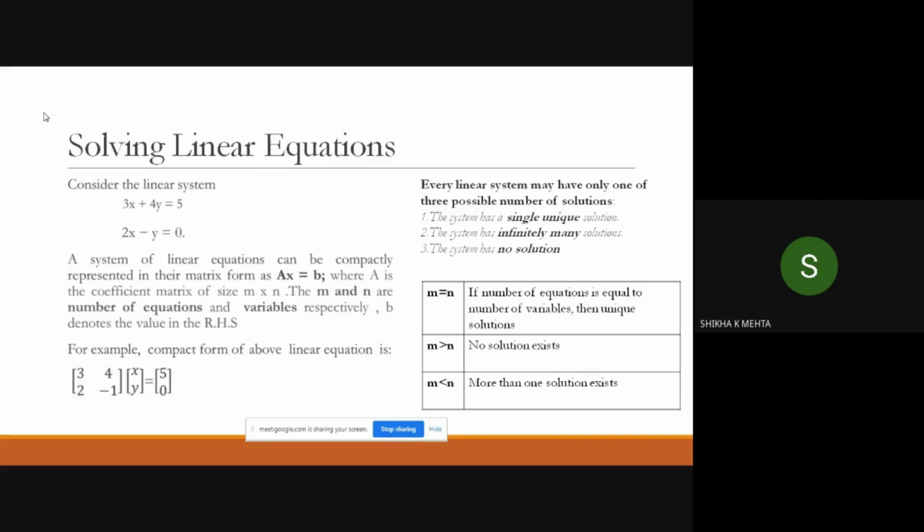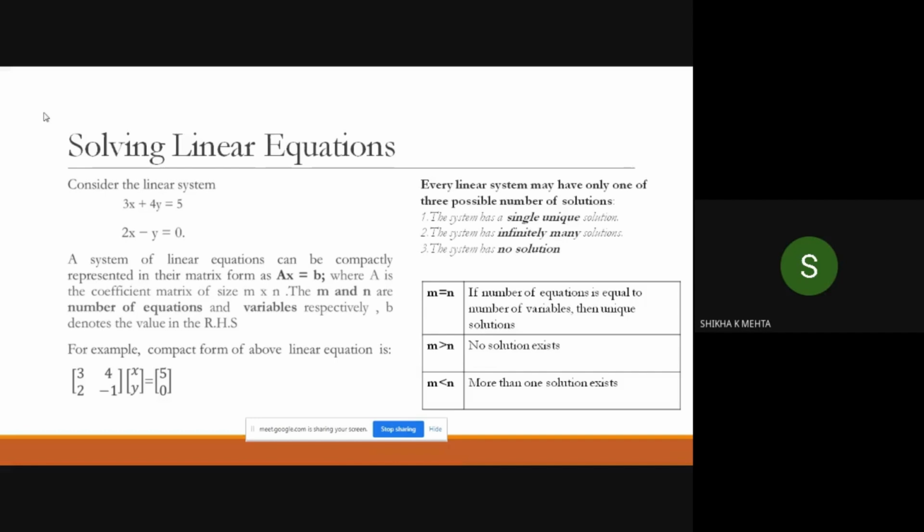Now, what are the possible numbers of solutions in linear equations? When m is equal to n, where m is the number of equations and n is the number of variables, then we have a unique solution. That means you will find one solution. If the number of equations is greater than the number of variables, then there may be no solution. And if the number of equations is less than the number of variables, we may have multiple solutions, more than one. So we say the system has a unique single solution, infinitely many solutions, or no solution. Once you have any set of linear equations, these are the possible answers.